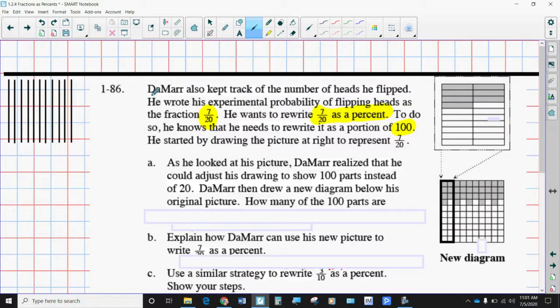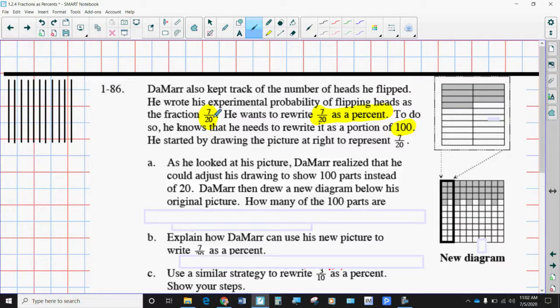Okay, so what do we have going on here? Tamar also kept track of the number of heads he flipped. He wrote his experimental probability of flipping heads as 7 out of 20. So he flipped it 20 times, and 7 times heads came up. Not what we expected. It looks like less than we expected, right? That's going to be less than 50%.